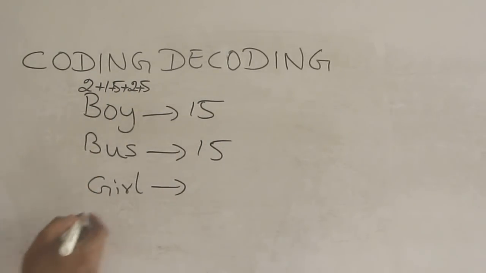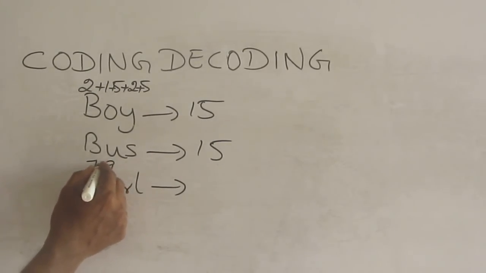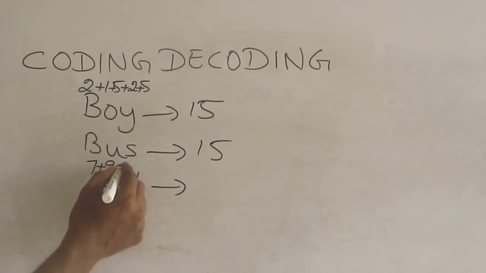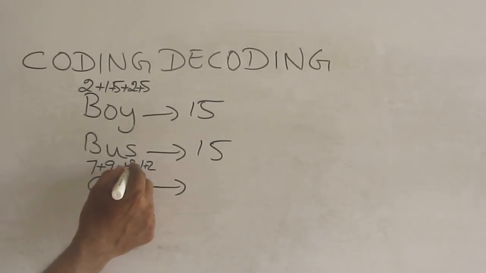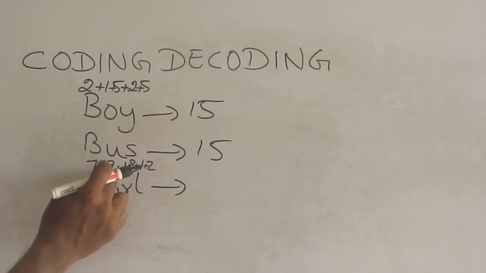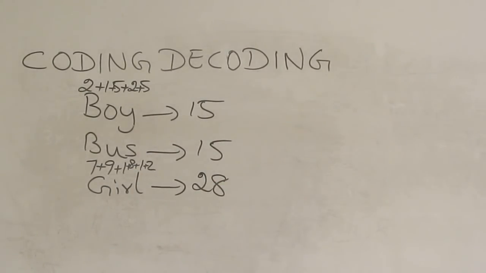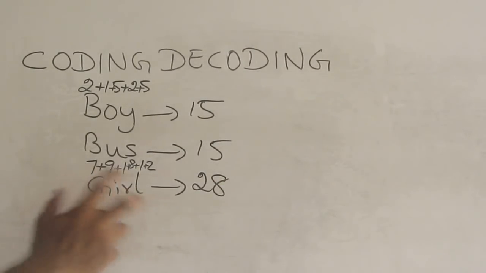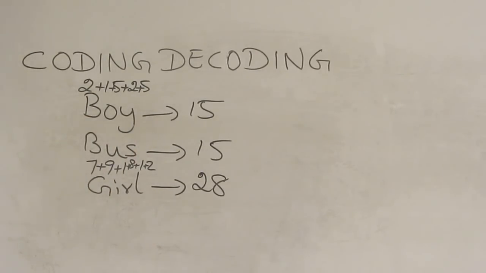So how do we do girl? What is the value of G? G is 7, I is 9, R is 18, and L is 12. Just put the plus in between. Once you add this, 10, then 12, 21, 28. So the code for girl is 28. Sometimes instead of girl they may give clerk or some other word. Just use the same technique to solve the question. Shall we go for the next model?